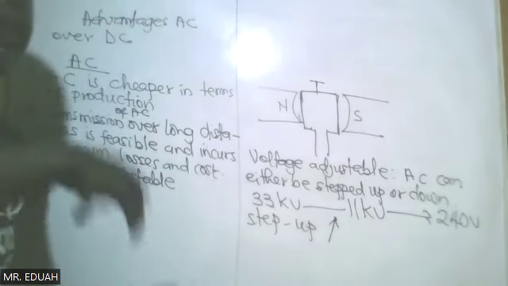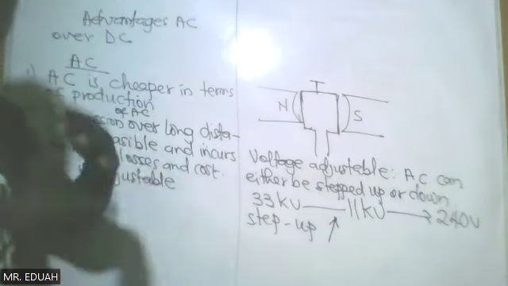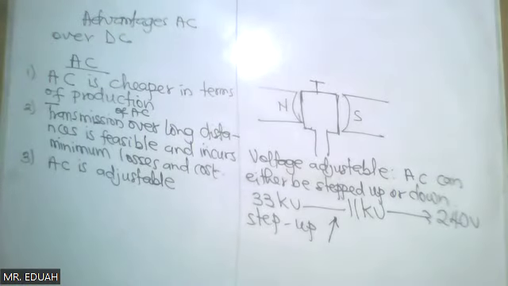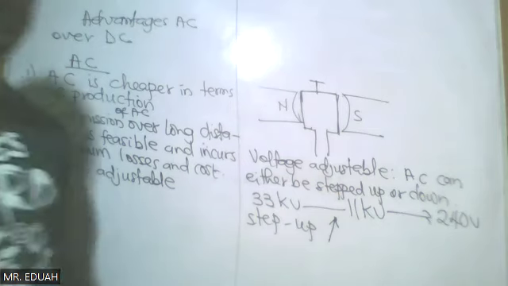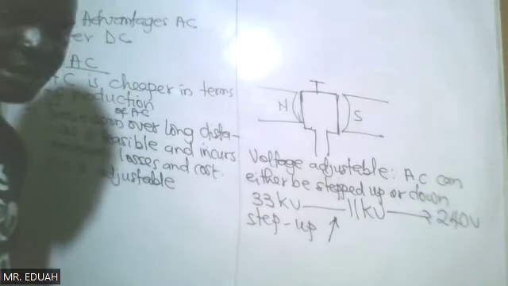Because alternating voltage is adjustable, you can either step it up or step it down. It becomes an advantage over DC. As for DC, its magnitude is always fixed. You can't adjust the voltage. So these are some of the advantages alternating current has over direct current.